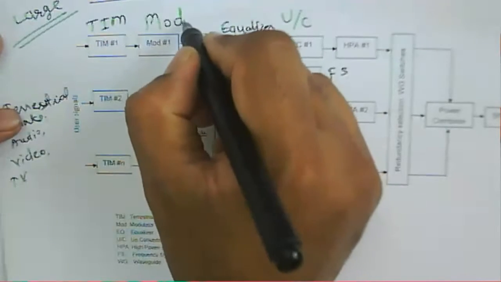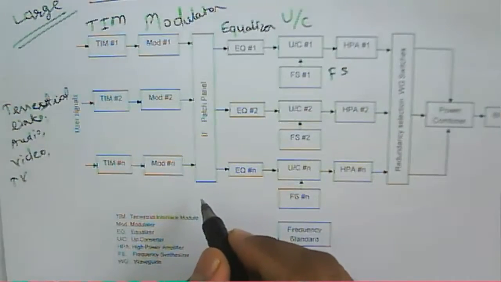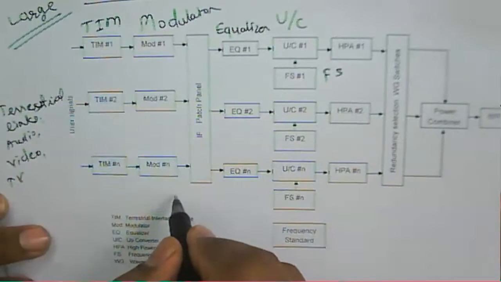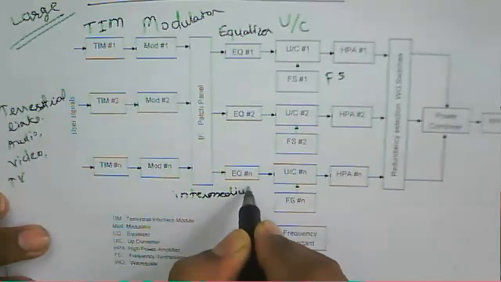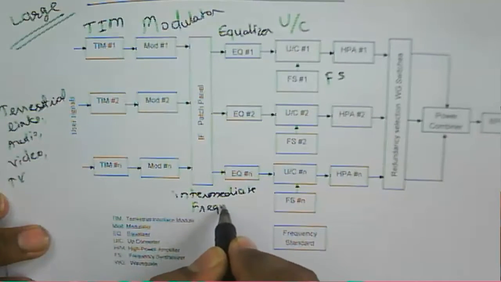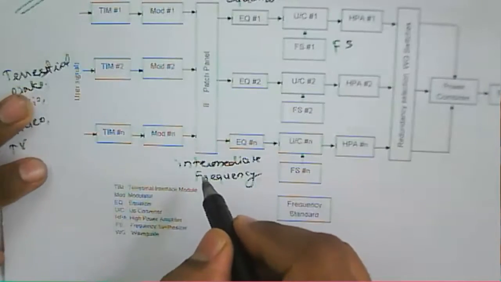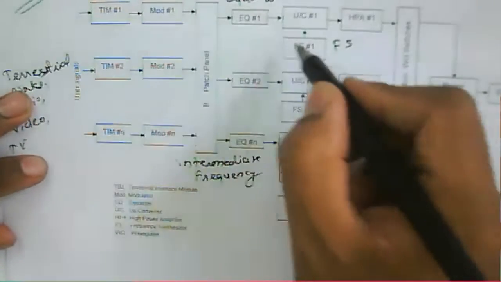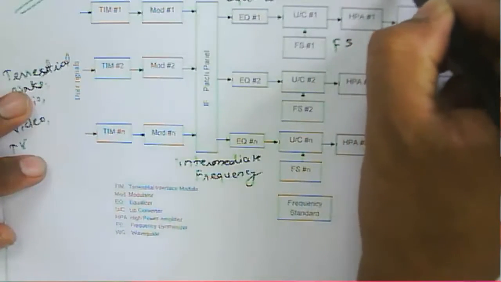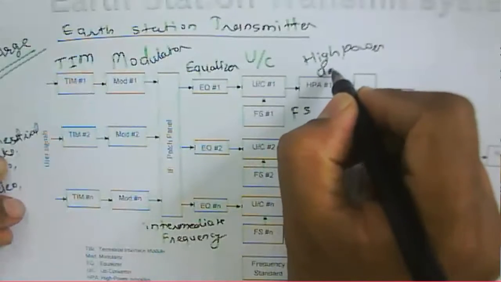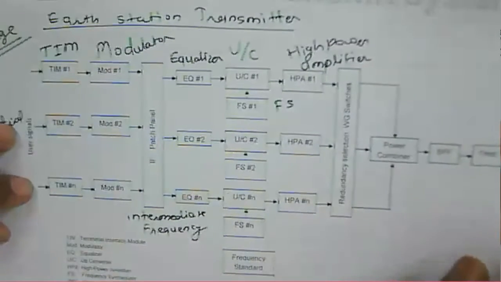We have a modulator here. This one is the IF patch panel. IF is the intermediate frequency. And then we have the equalizer. Then we have the HPA, the high power amplifier. This one is the high power amplifier.